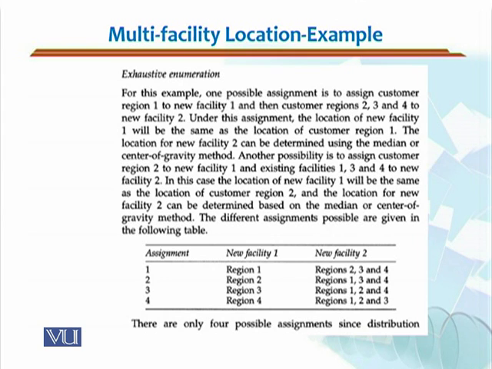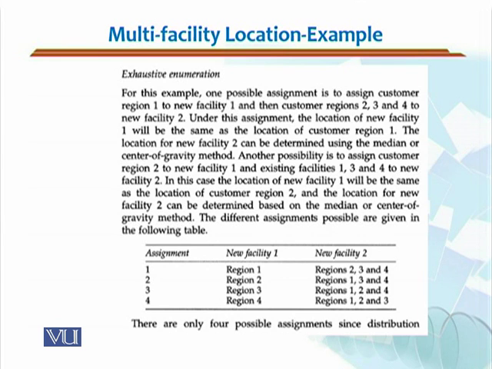Another possibility is to assign customer region 2 to new facility 1 and customer regions 1, 3, and 4 to new facility 2. So in this case, the location of new facility 1 will be the same as the location of customer region 2. And the location for new facility 2 can be determined based on the median or center of gravity method. So what is this? We are actually looking at every assignment. That is why the method is known as exhaustive enumeration.